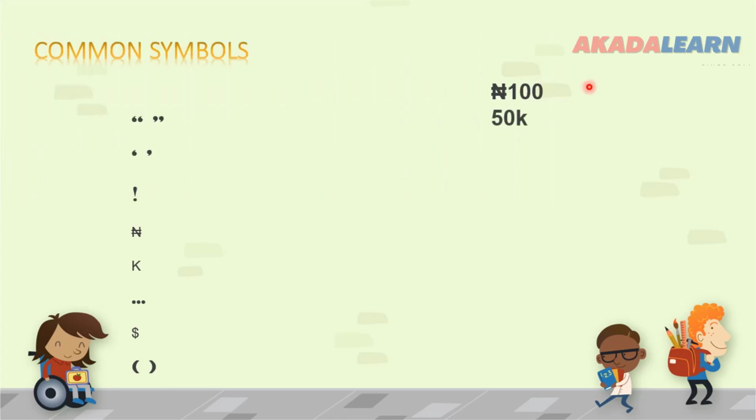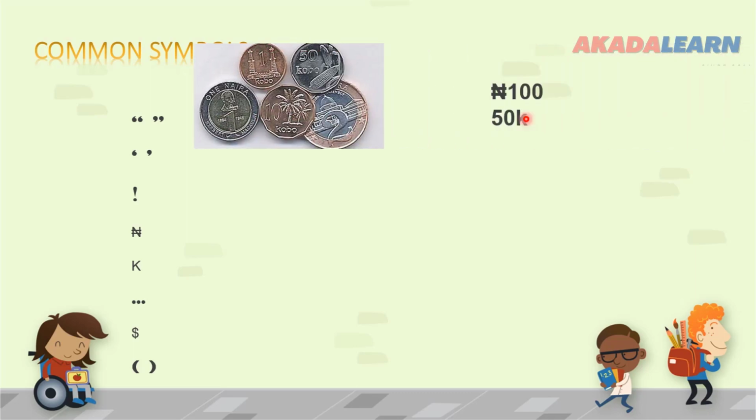Next is 50 kobo. In the case of kobo, the symbol comes after the amount, after the number. And kobo is also a Nigerian currency. It's used also for Nigerian money. How many of you have seen a kobo coin before?